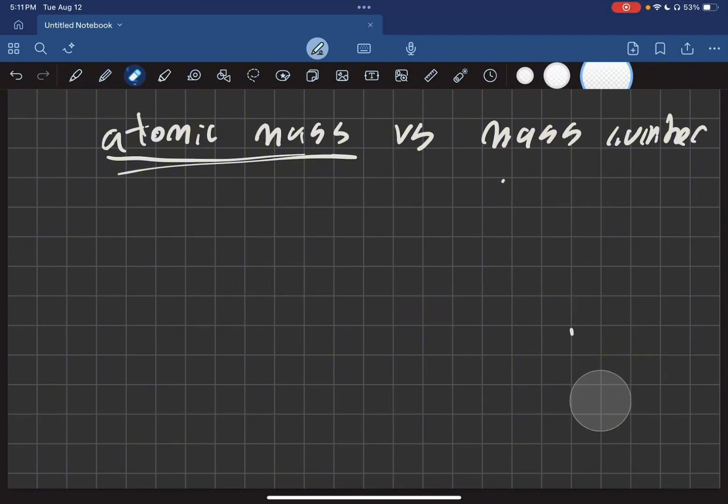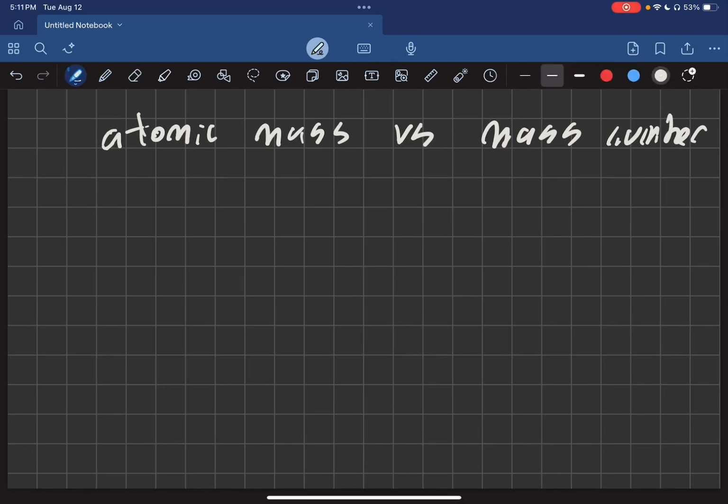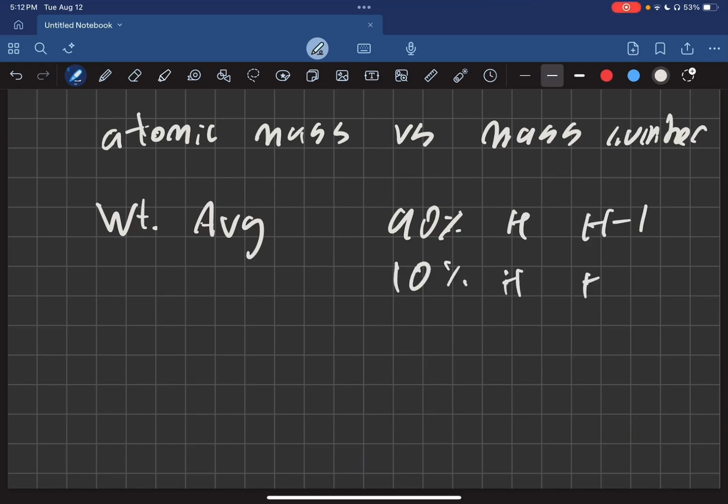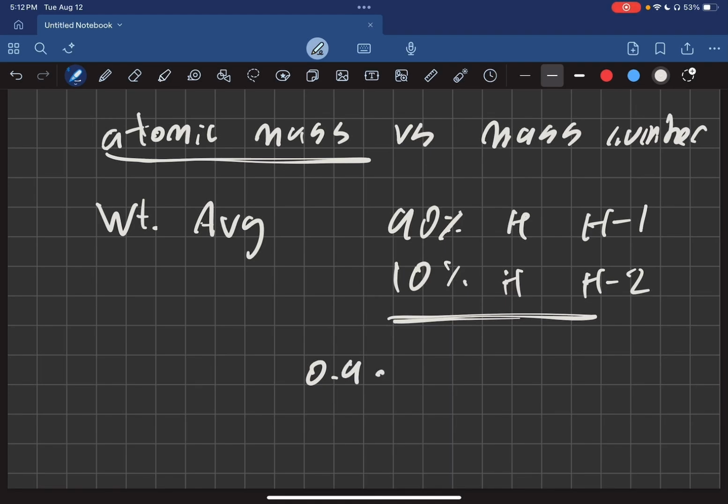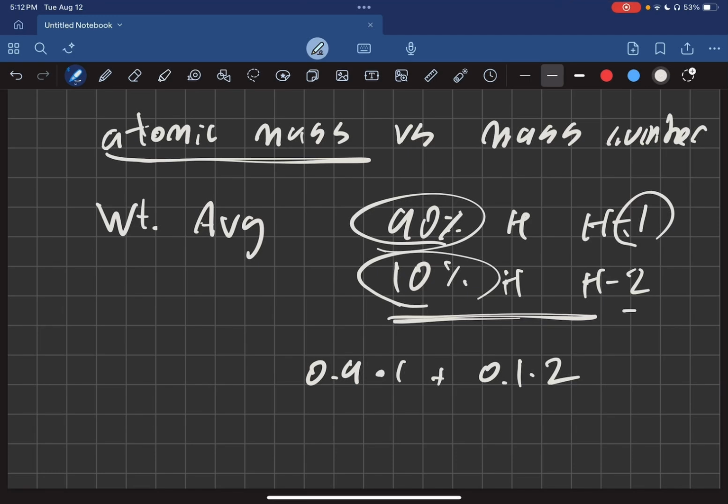So what's the atomic mass? The atomic mass is just the weighted average of all the different isotopes. So for example, let's say that I had 90% in nature of all hydrogen is in hydrogen 1, and that 10% of all hydrogen is in hydrogen 2. And this is just an example. The atomic mass for hydrogen under this example would be 0.9 times 1, because 90% of it is 1, plus 0.1 times 2, because 10% of it has a weight of 2.